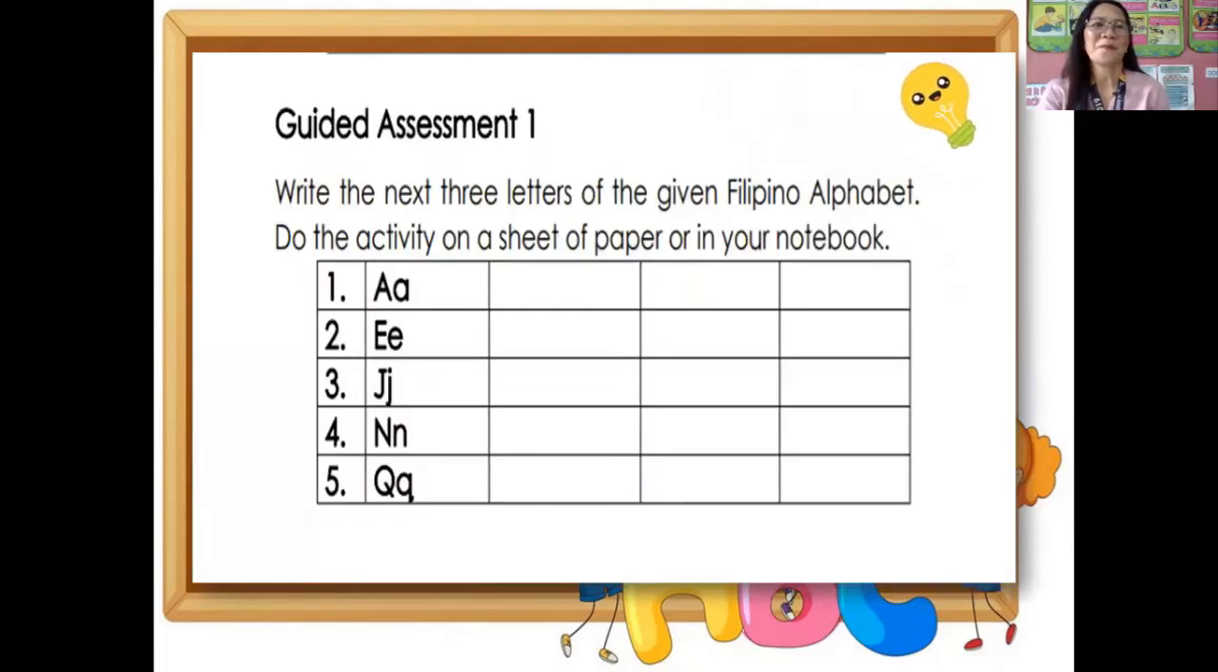This time, write the next 3 letters of the given Filipino alphabet. For number 1, I'm going to write 3 letters after letter A. B, C, and D. Continue answering up to number 5.